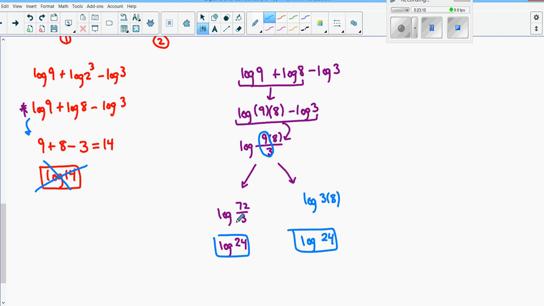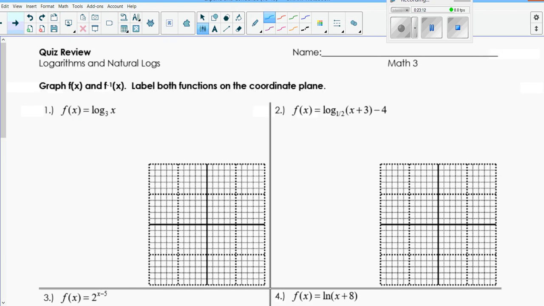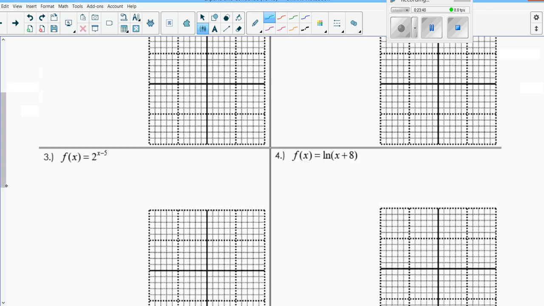So that takes us into our quiz review. Remember, the quiz is going to be on Tuesday, so you have the quiz review to work on over the weekend. Monday we will have a lesson on using everything that we just did in order to solve bigger, more complicated equations. And then Tuesday you will quiz. On your quiz you will notice that you are graphing. So graph f of x and the inverse. Just graph your log, graph the function, and then use those coordinates. We've been doing that the last couple of days.